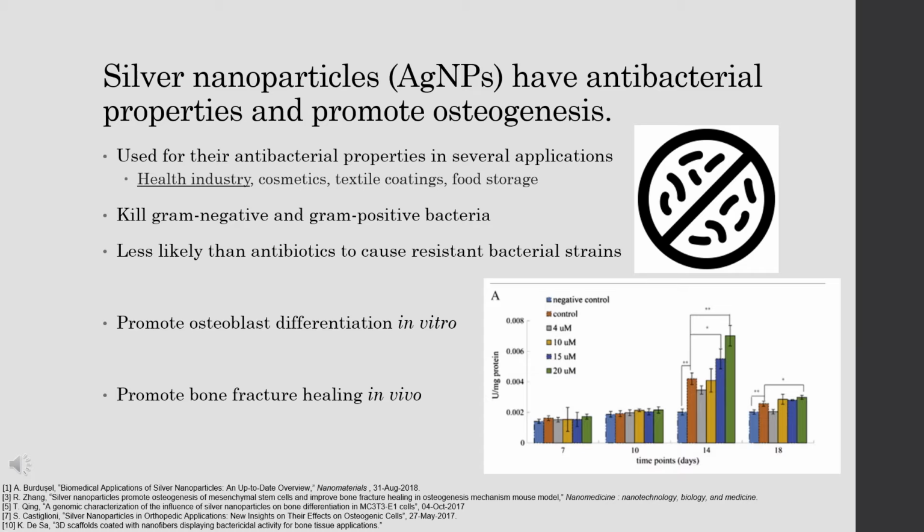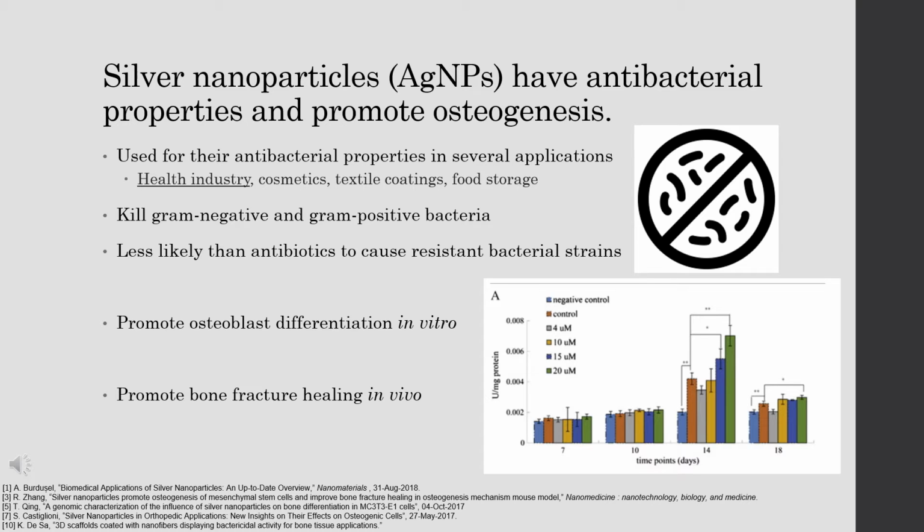Silver nanoparticles have been used for their antibacterial ability in several ways, including the health industry, cosmetics, textile coatings, and food storage. In orthopedic devices, antibacterial properties are very useful, as bacteria have been shown to form biofilms that resist the immune system and antibiotics.